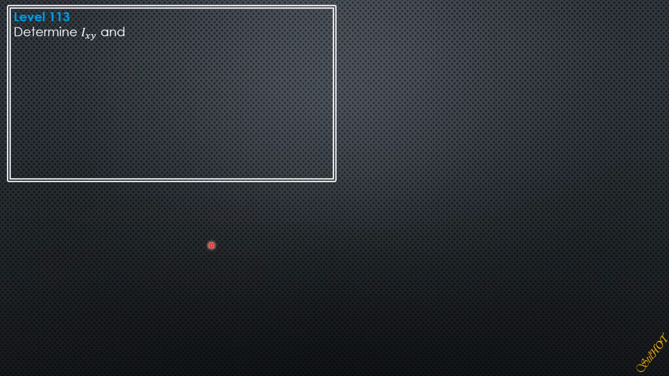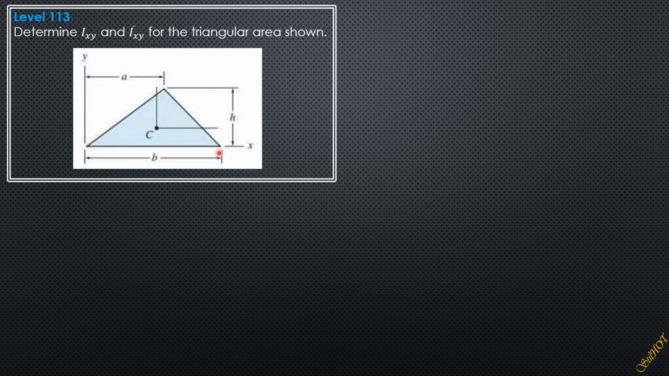Problem 113: determine the product of inertia with respect to the xy axis and the centroidal product of inertia for the triangular area shown. So here is the given figure. So let's use for our solution a horizontal strip. The length of the strip is right x minus left x. The distance of the centroid of the strip from the x-axis is denoted by y.